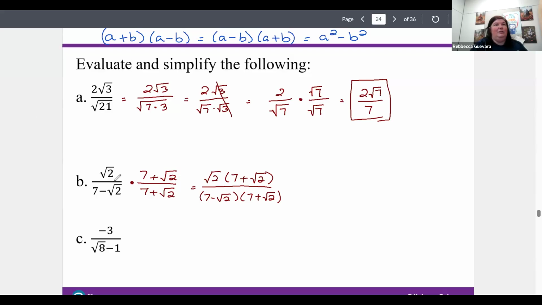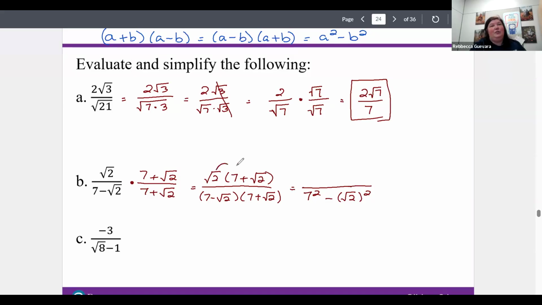So my A, we'll do the denominator first. Our A is 7, so we end up on the denominator with 7 squared. Then the square root of 2 is my B, so we end up with B squared, so minus square root of 2 squared. I'm doing it this way because it's going to help with C a little easier.